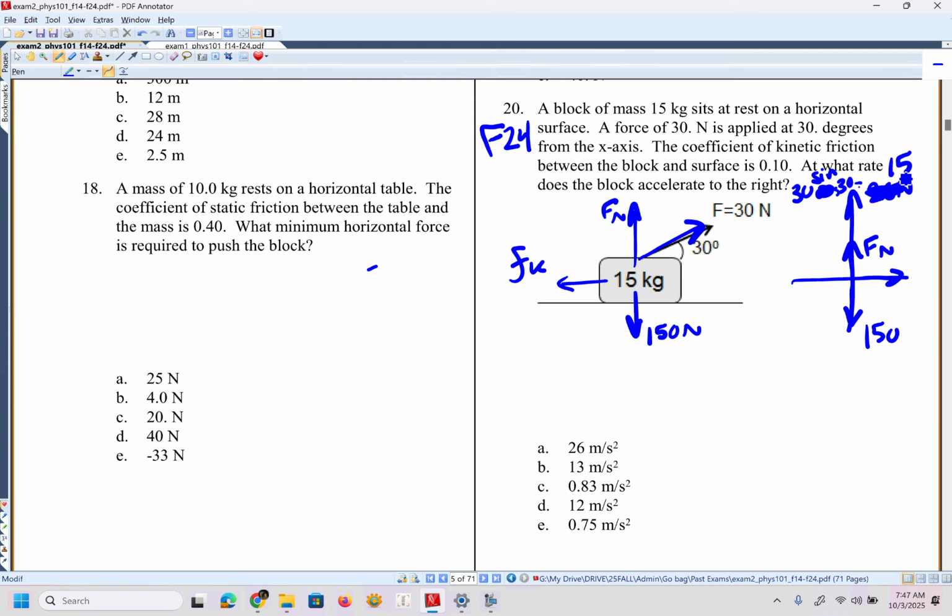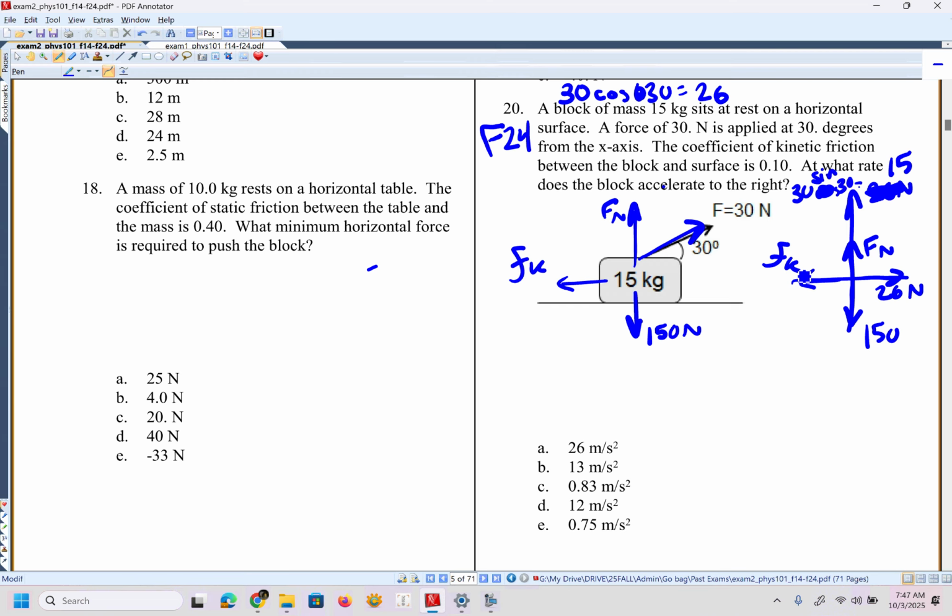And then over here I have 30 cosine 30. That's equal to 26 newtons. Let me write that up here. 30 cosine of 30 is equal to 26. That's my x component. And then finally I have my fk. So in order to find the acceleration, I do the sum of the forces in the x direction. That would be 26 minus fk would equal max. But I don't know fk, so I need to figure out what fk is.